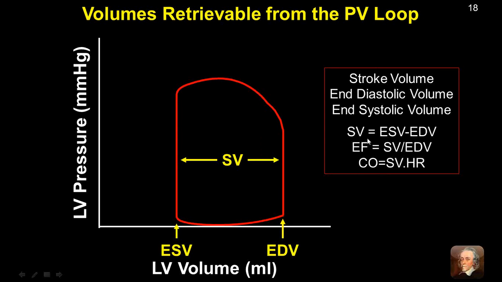There's also another index which is important to understand, which is the ejection fraction. Ejection fraction is defined as the ratio between the stroke volume and the end diastolic volume, and is the fraction of blood that exists in the ventricle that is ejected during the beat. And that index is commonly used as an index of ventricular contractility.